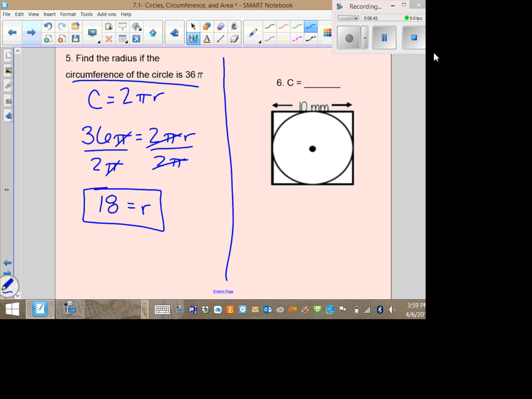All right, on my right here, my diameter is 10, so my circumference is 10 pi, or you can write that out to be about 31.4 millimeters for my circumference.